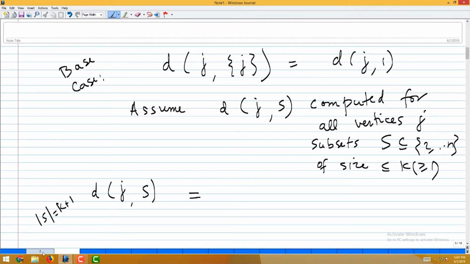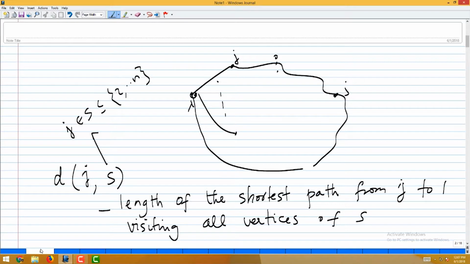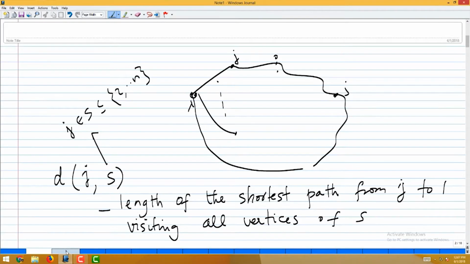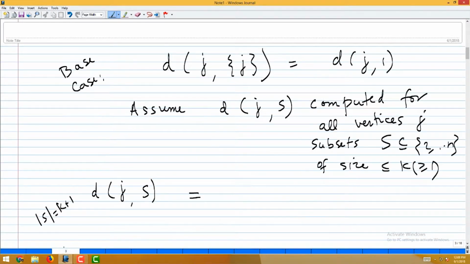So, let us go back to the semantics of d(j, S). It is the length of the shortest path from j to 1 visiting all vertices of S exactly once. Why would you visit some vertex more than once? Because you are trying to find the shortest path, so I do not even have to put that constraint. So, this is equal to: I want to start from j, visit all vertices of S and go back to 1. Can you tell me what it is?